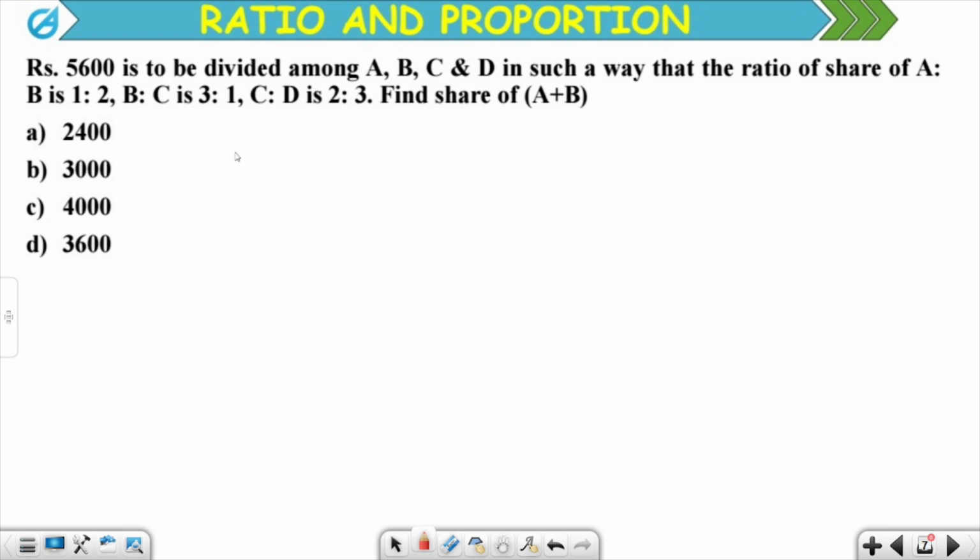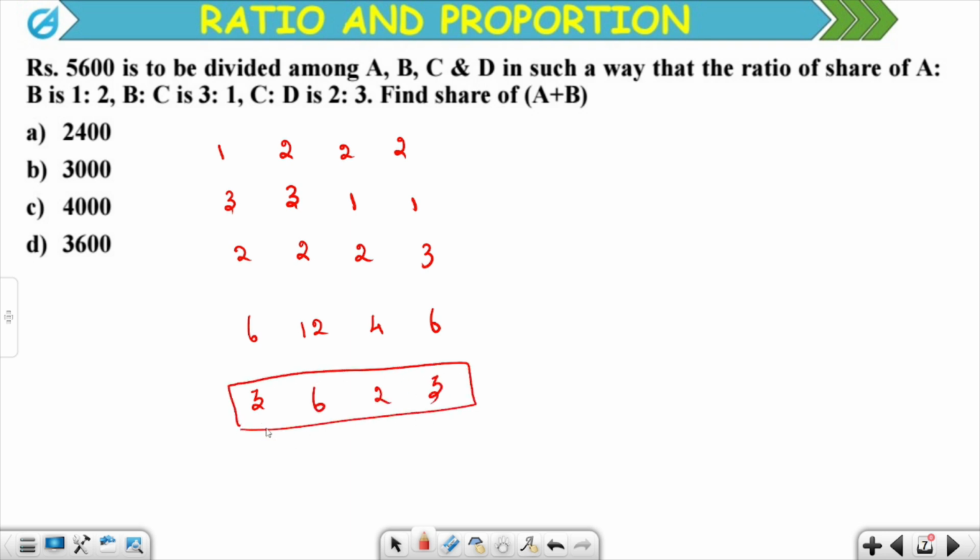Okay. So again they are giving AB in the ratio 1 is to 2, BC in the ratio 3 is to 1, and CD in the ratio 2 is to 3. So here I will be writing 2, and here I will be writing 1, and here I will be writing 3, 2, 2. So what will be the ratio of A, B, C, D? 6, 12, 4, 6. Okay, again, am I able to cancel? Yes. So 3, 6, 2, 3.